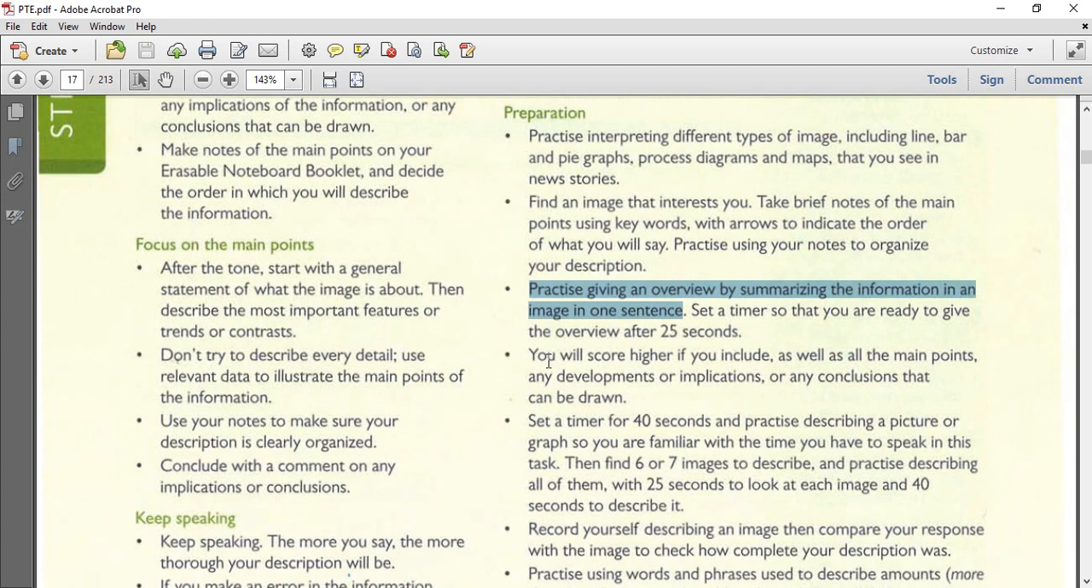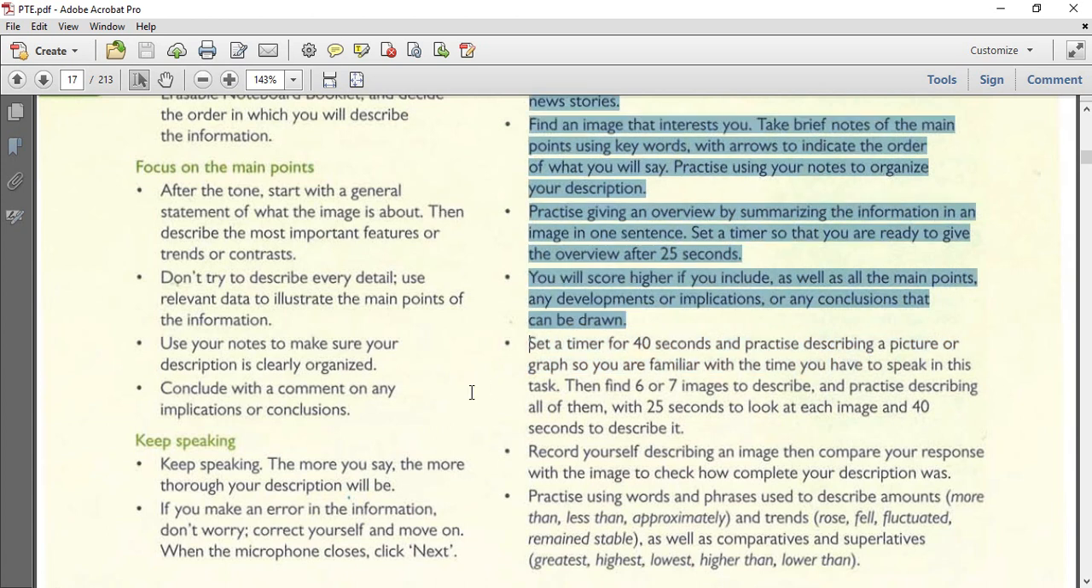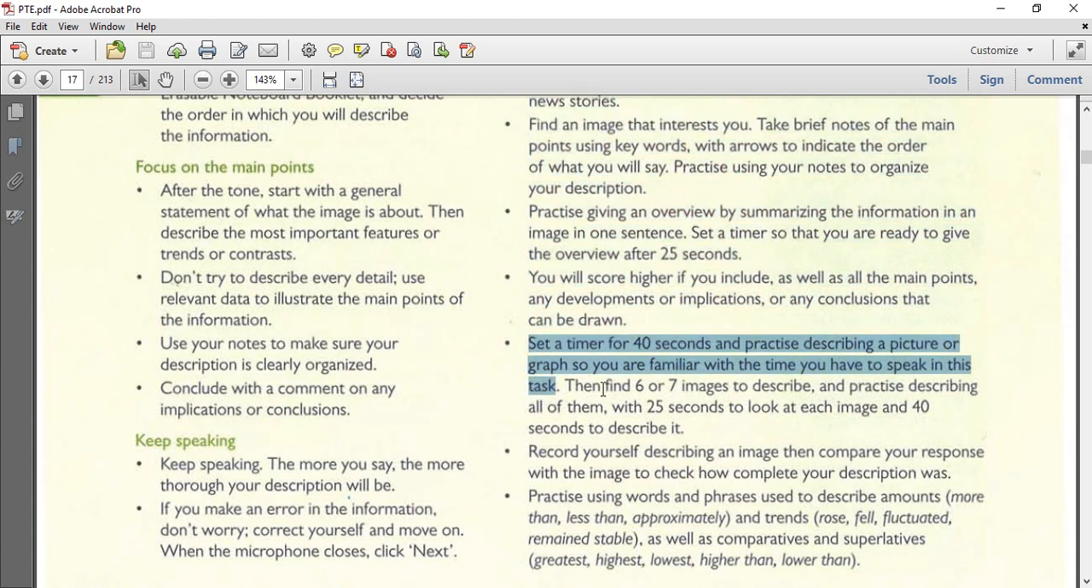You will score higher if you include, as well as the main points, any developments or implications or any conclusion that can be drawn. Set a timer for 40 seconds and practice describing an image or graph so you are familiar with the time you have to speak in this task. Then find 6 to 7 images to describe and practice describing all of them with 25 seconds to look at each image and 40 seconds to describe.